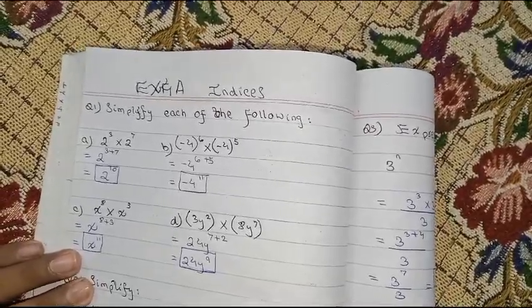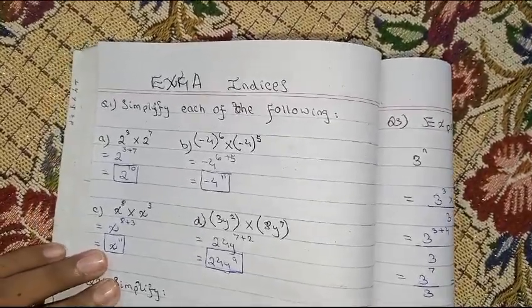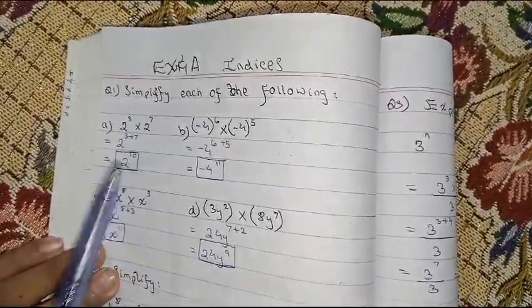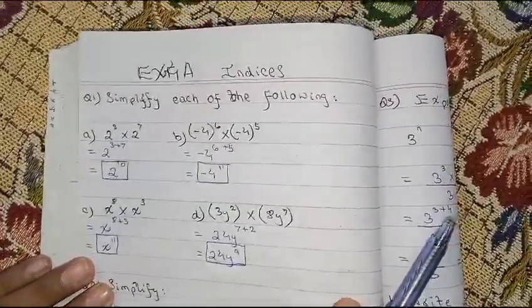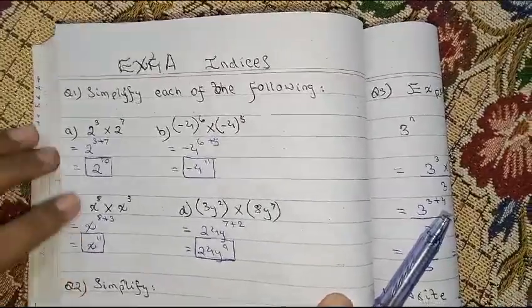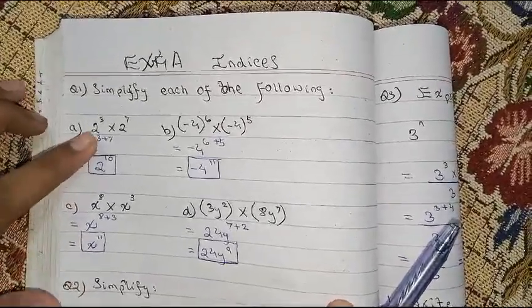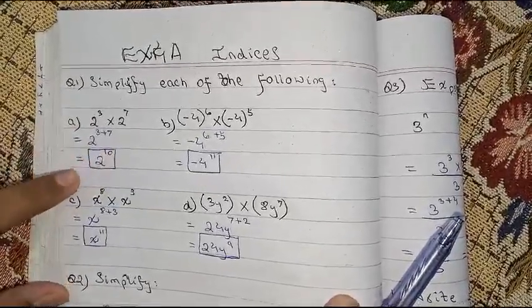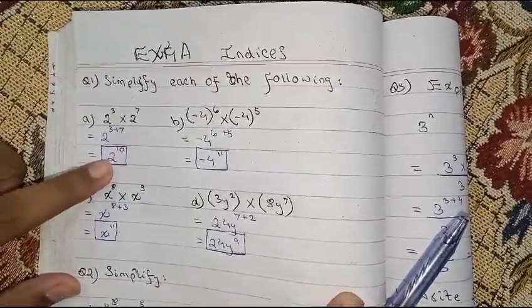So question number 1, simplify each of the following. The first law of indices is, if the bases are the same, we can add the powers. So the bases are the same, so we can add the powers, 3 plus 7. So the answer will be 2 to the power 9.